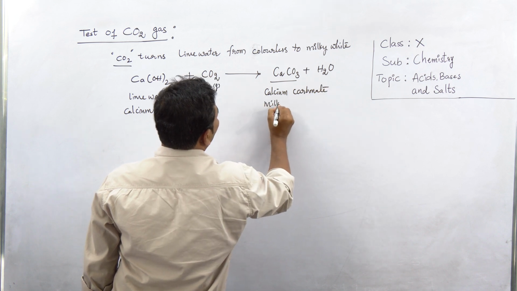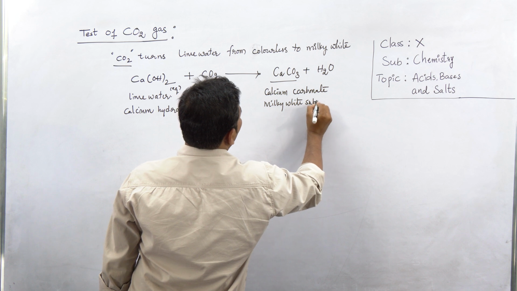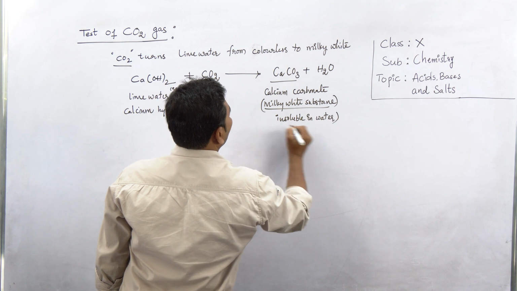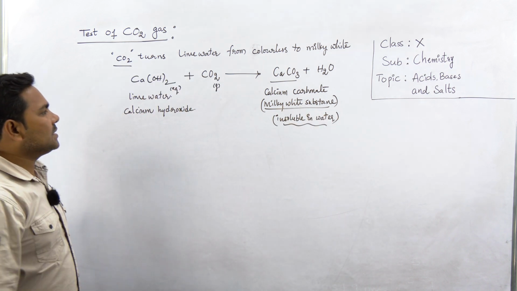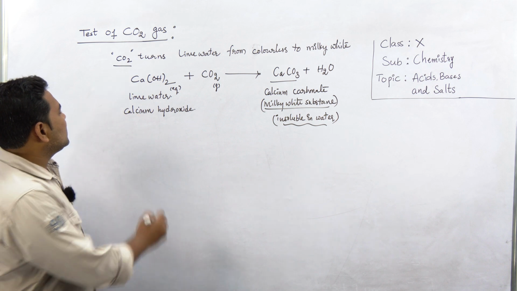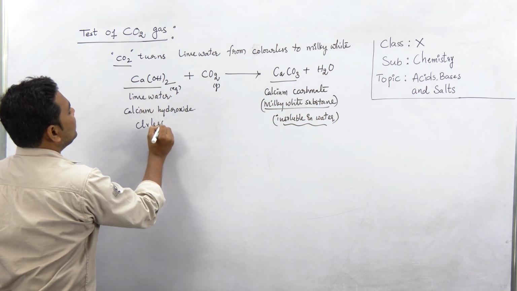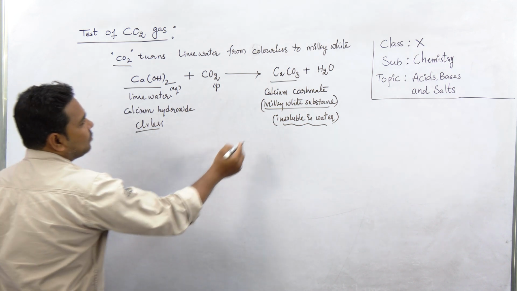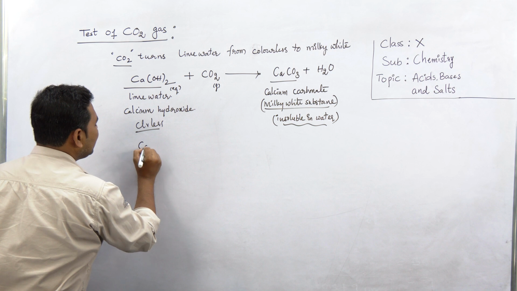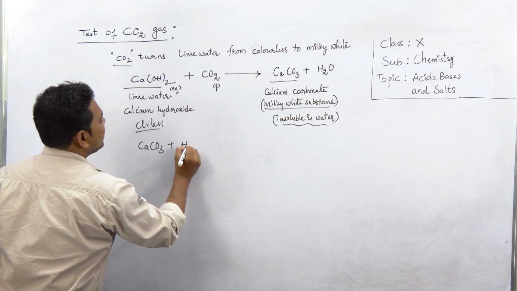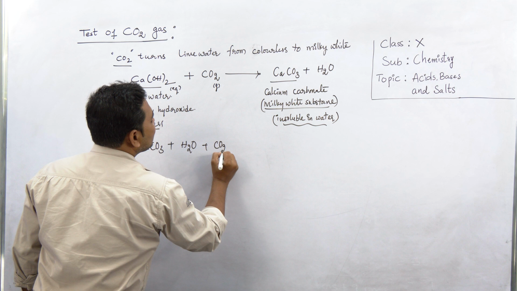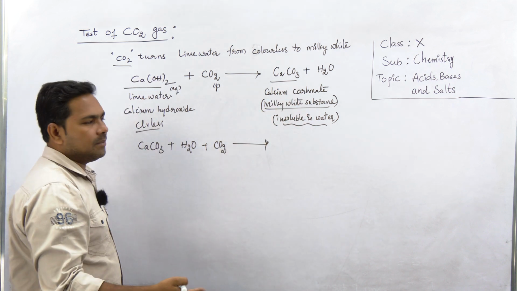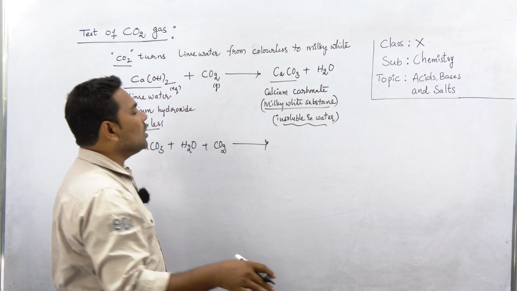This milky white substance is generally insoluble in water, right? So calcium hydroxide, a colorless solution, is turned into a milky white substance. Now, what are the products here? CaCO3 plus H2O. If I take this product and pass excess CO2 through it, the insoluble calcium carbonate, the milky white substance, turns into a soluble substance.